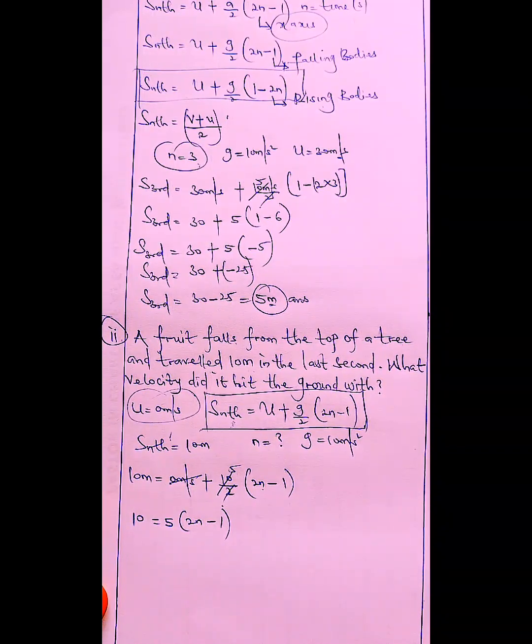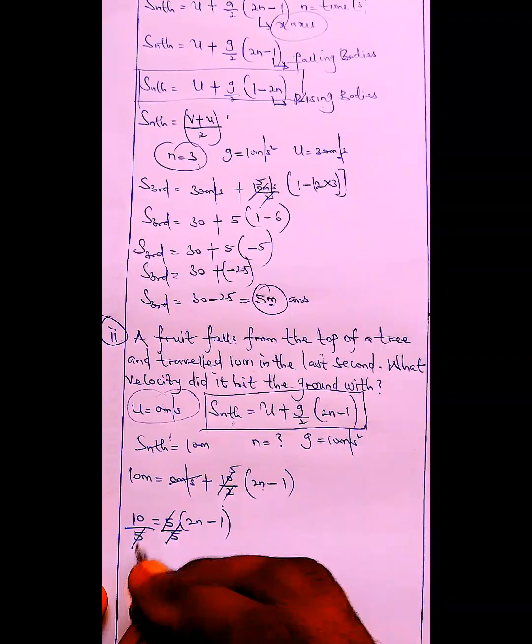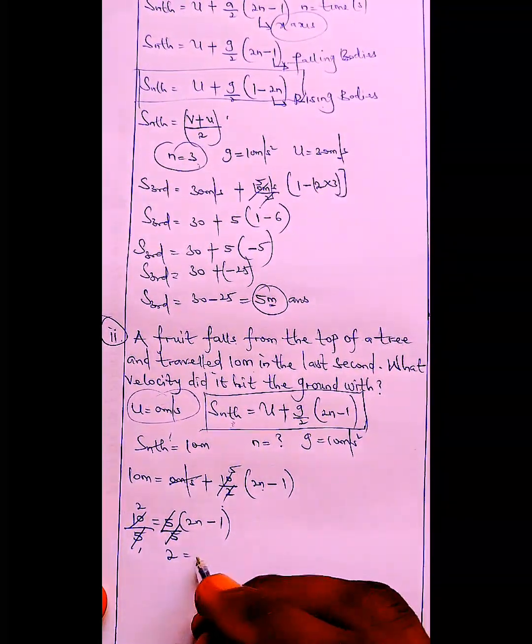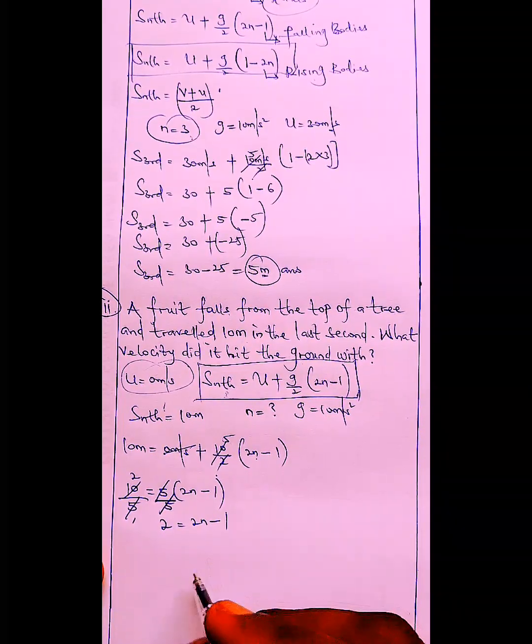So what are we doing next? The next thing we're going to do is divide both sides by 5. 5 into 10 is 2, 5 into 5 is 1. So 2 equals 2n minus 1. As simple as this. You're going to collect your like terms. You know how to do that.